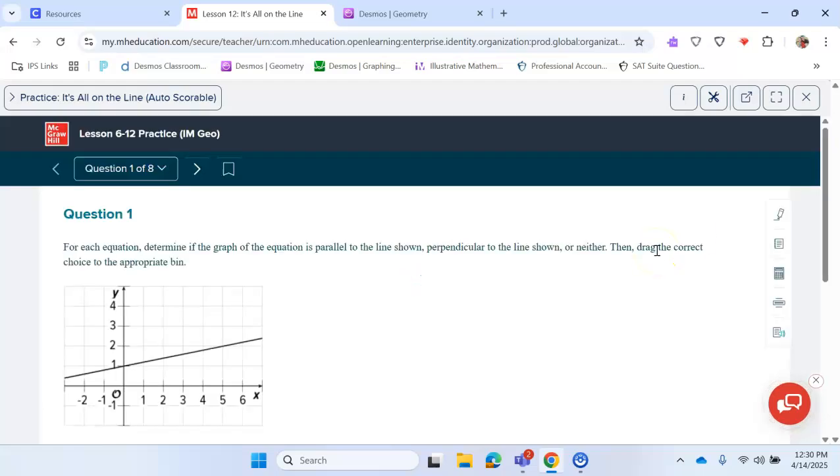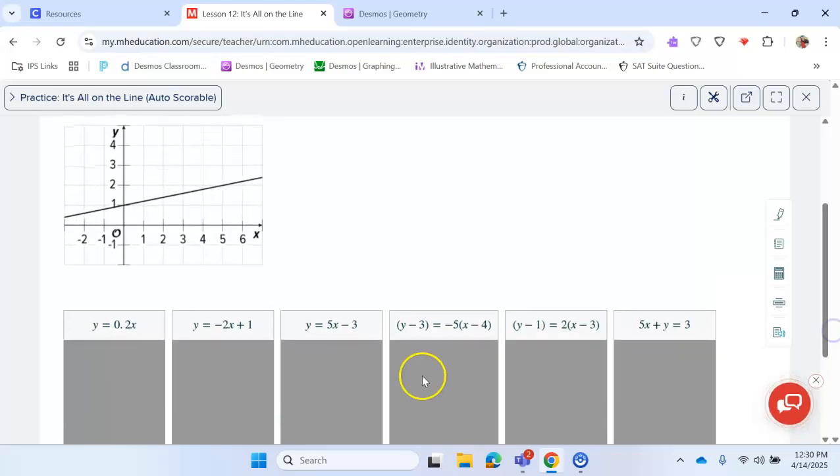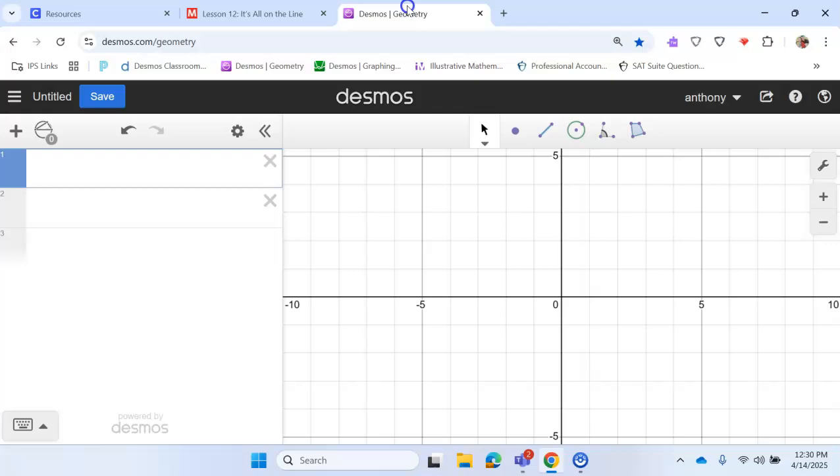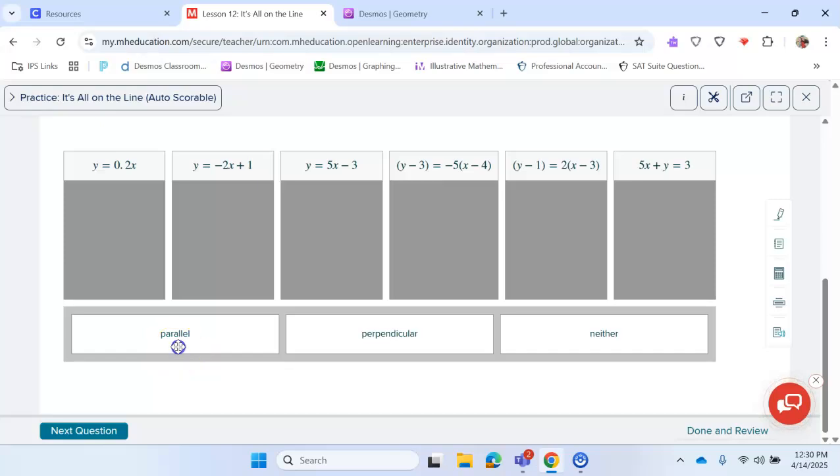For each equation, determine if the graph of the equation is parallel to the line shown, perpendicular to the line shown, or neither. Then drag the correct choice to the appropriate bin. You can see that this slope is up 1, right 5, so 1/5. If it's parallel, it would have the same slope. 1/5 is 0.2, so that is parallel, if that's the only one that has a slope of 1/5.